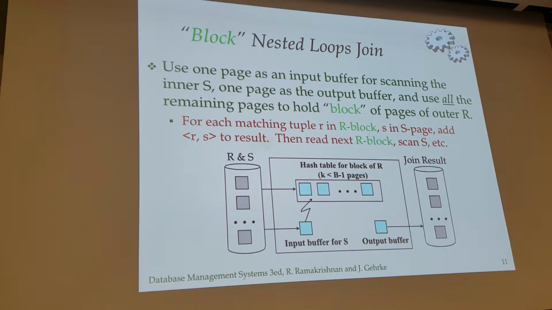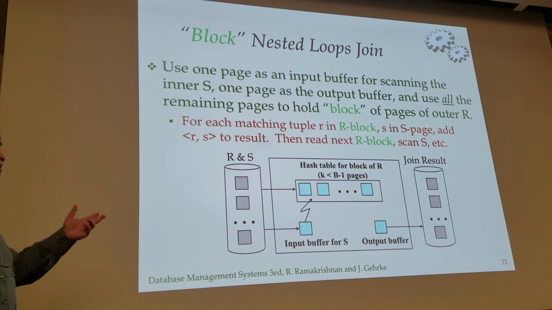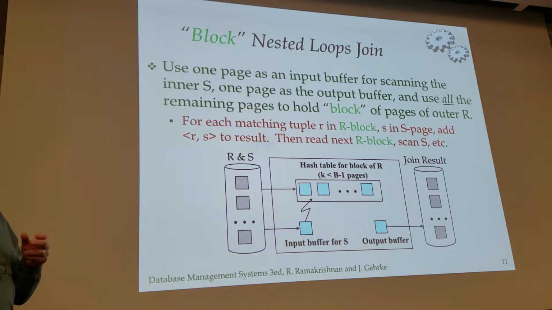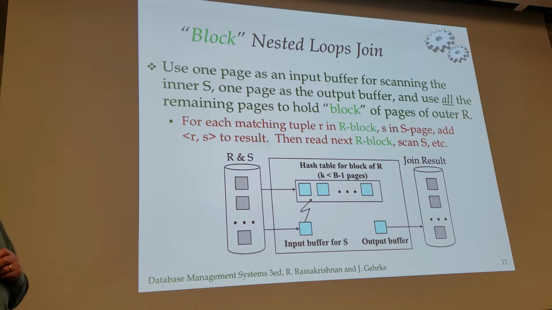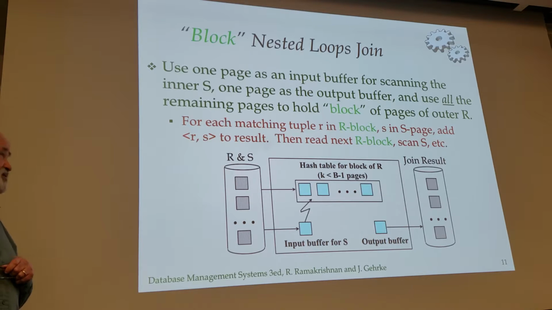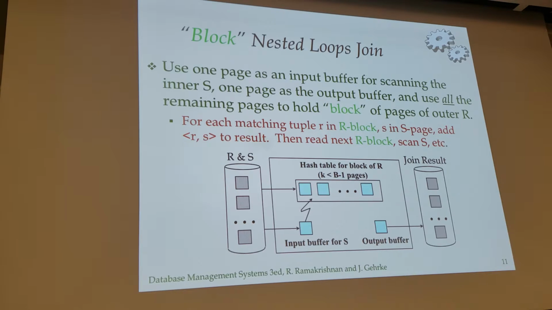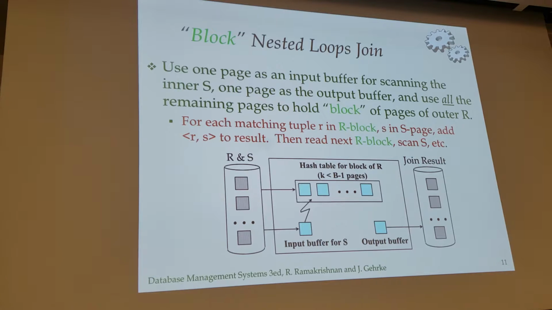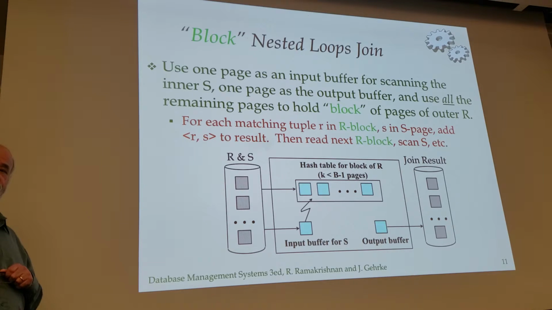Well, if you have a total of B buffers, then you're going to have a value of K which is less than B minus 1. Let's say K is B minus 2. That's a good value that's less than B minus 1. So we're going to have B minus 2 blocks that we're going to use for a hash table. And we're going to bring in the first B minus 2 blocks of R, and put them into the hash table.